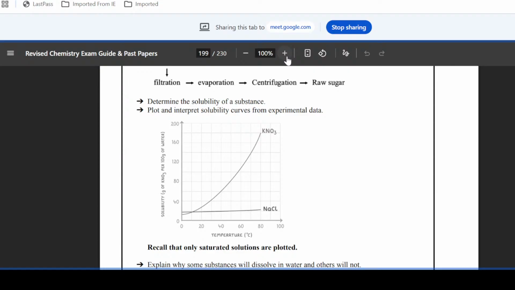What's the question again? To describe how the solubility of potassium nitrate varies with temperature. Alright, so how does the solubility of potassium nitrate vary with temperature, if it looked similar to this? So when you plot a graph, you ended up with something looking like this. What would you say about it?